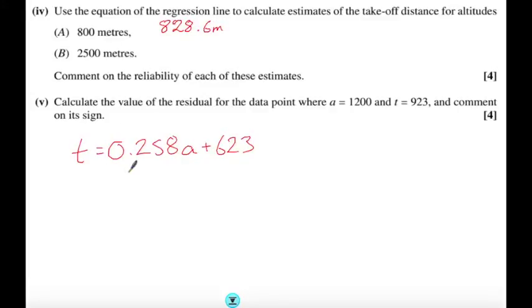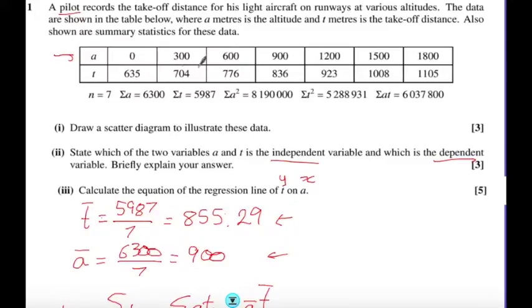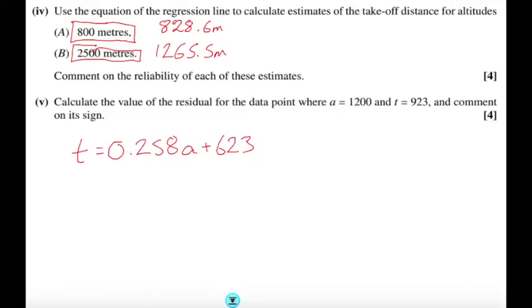And then for the second one, I've just got to do the same thing but with 2,500. So I'm doing 0.258 times 2,500 plus 623, and I get 1,265.5 meters. And then comment on the reliability. So this is always going to be about, are you interpolating or extrapolating? So if we look, 800 meters is within our range of data. It's between 600 and 900, whereas 2,500 is outside our range of data. So the one for 800 meters is going to be more reliable than the one where we're extrapolating, because we don't know what's going on past 1,800 meters.